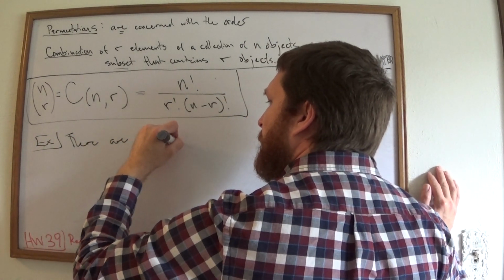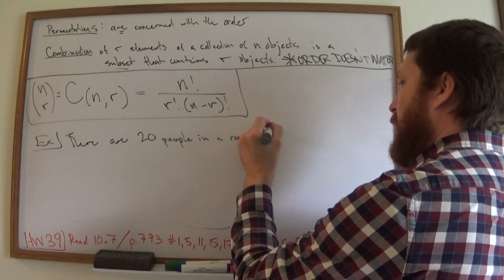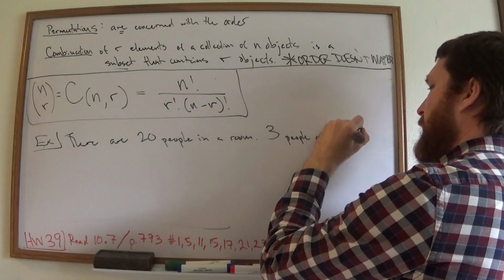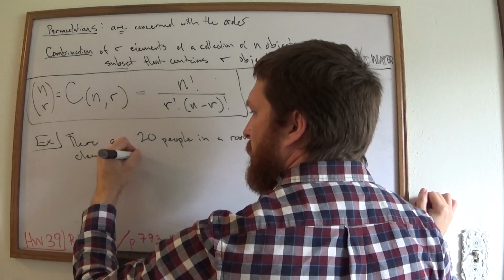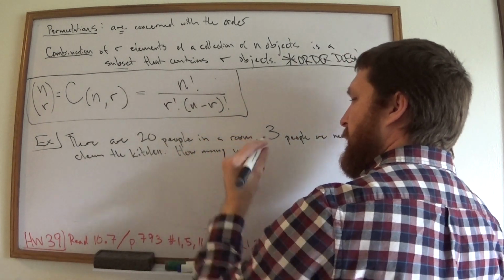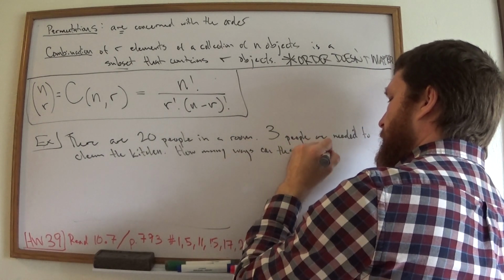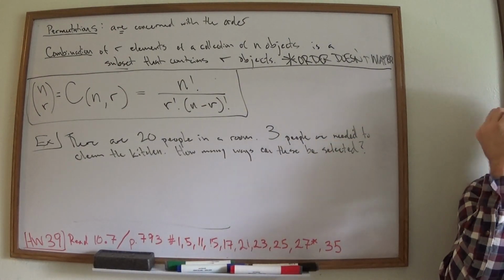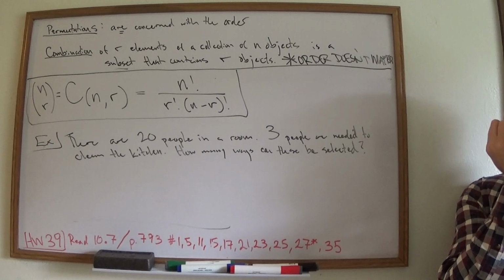There are 20 people in a room. Three people are needed to clean the kitchen. How many ways can these folks be selected? Just be 20 choose 3. That's it.